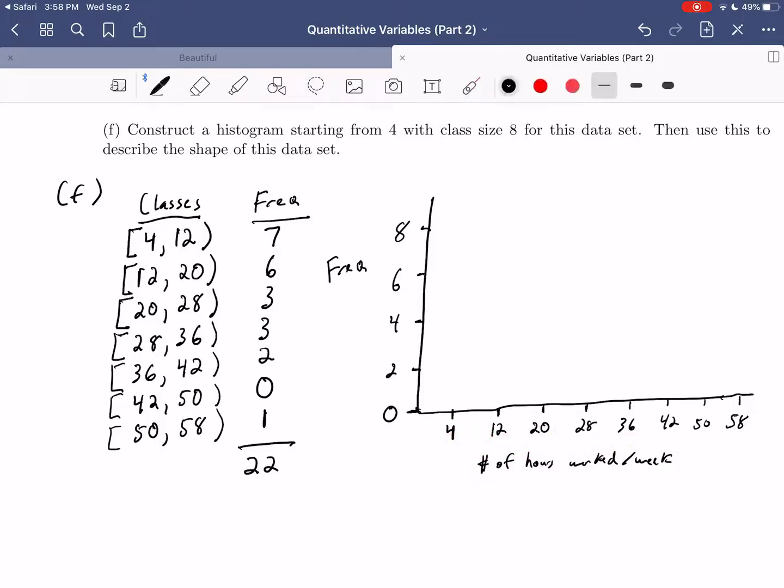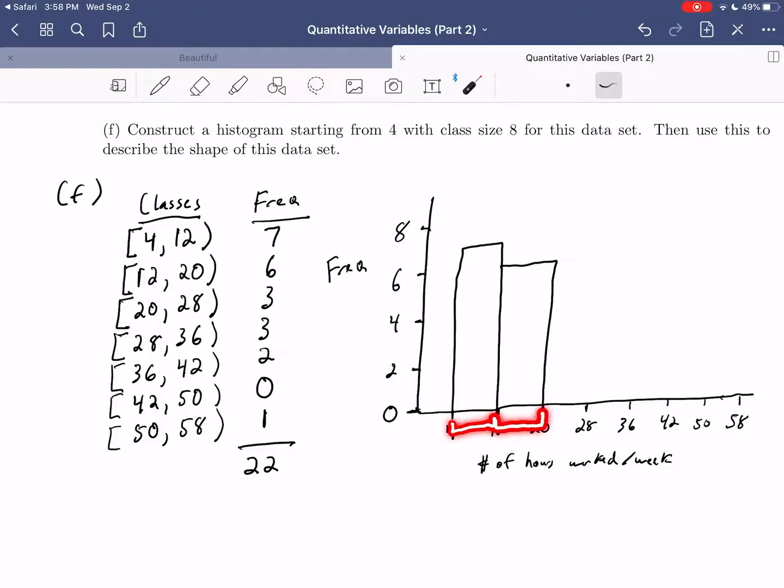All right, now we draw in some bars. Our first bar should go up to a height of 7, so that should be between 6 and 7. So there's our first one. The next one should go to a height of 6. Notice that the next one will touch because where one interval ends, from 4 to 12, the next one starts, from 12 to 20. Then from 20 to 28, we have a height of 3, so we have right there. Then another height of 3 right there. Then a height of 2 right there. Then we have a height of 0, so nothing there. And then we have a height of 1 right there. So this guy has a little gap there because there was nobody between the 42 and 50 mark.